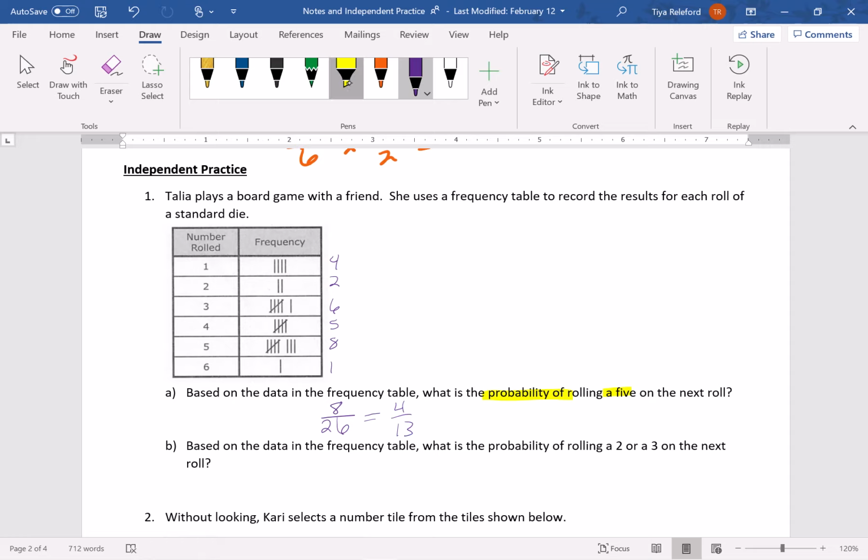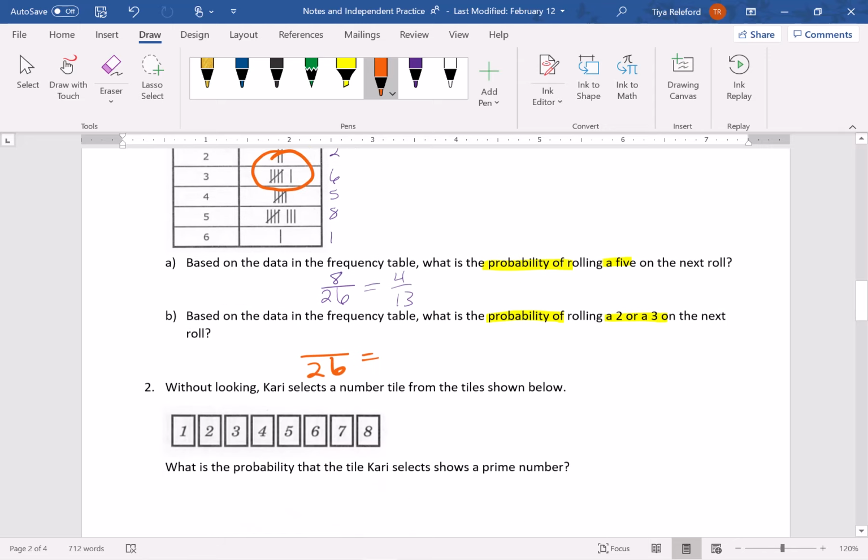Based on the data in the frequency table, what is the probability of rolling a 2 or 3? So you are looking for 2s or 3s. 26 is still your bottom number. How many times did you get a 2 or a 3?